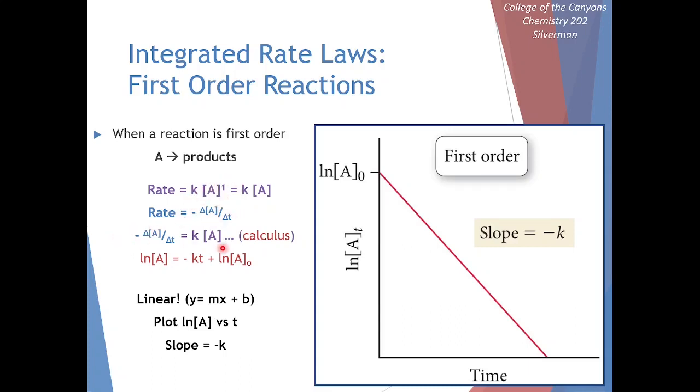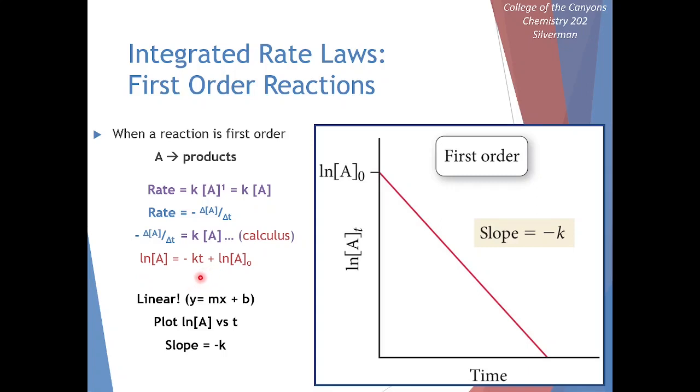With a little bit of rearranging and a little bit of calculus, now we can solve for, well, how does our concentration vary with time for first order reactions? The result is a little bit different. Now we can see that the natural log of our concentration is equal to negative kt plus the natural log of our concentration at time 0. This, once again, looks like a linear relationship, but now our relationship is only linear when we're looking at the natural log of concentration versus time.